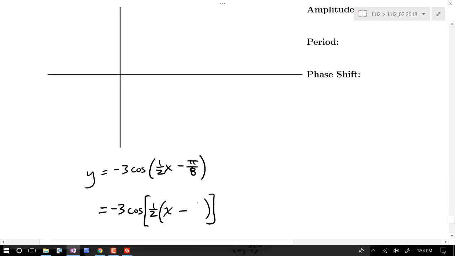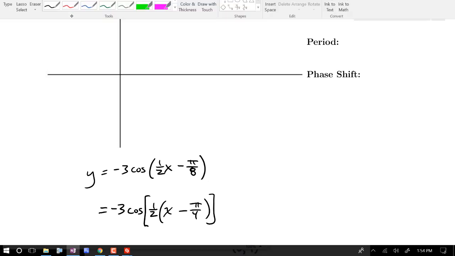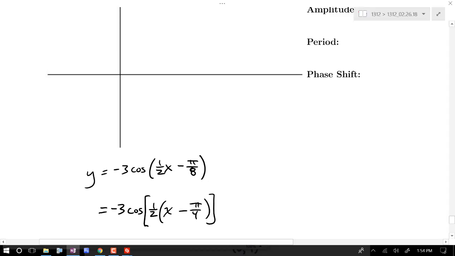Pi over 4, yeah. Because if I were to distribute the 1/2 through, then this would be 1/2 times pi over 4, which is pi over 8. So now that I've factored it out, as long as I've done my factoring correctly, now it's this pi over 4. There's my phase shift, as long as it's what appears in the parentheses with just one x by itself.